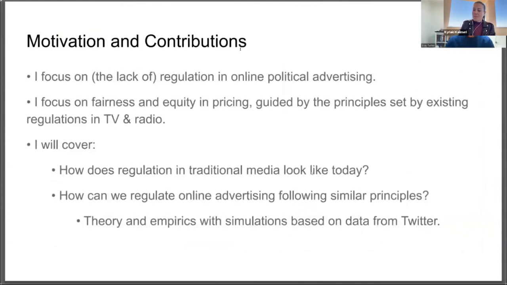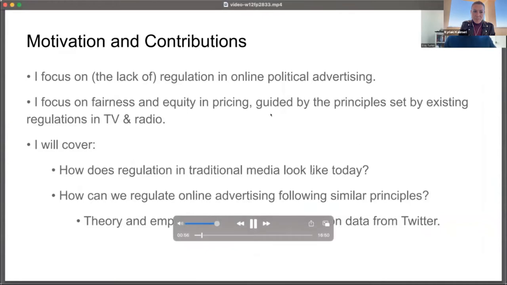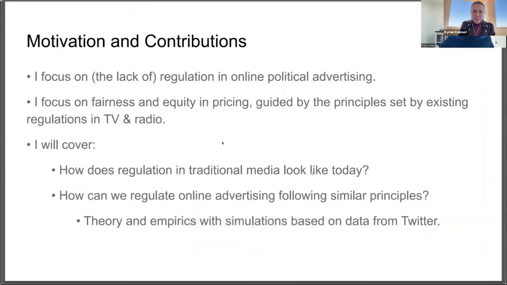So I will focus on fairness and equity in terms of pricing, guided by existing regulation that governs television and radio. First, I will give a brief overview of what regulation looks like for political advertising on traditional media. Then I will think carefully about how we can regulate online advertising in auction environments following similar principles. And I will show you some basic policy experiments using data from Twitter.